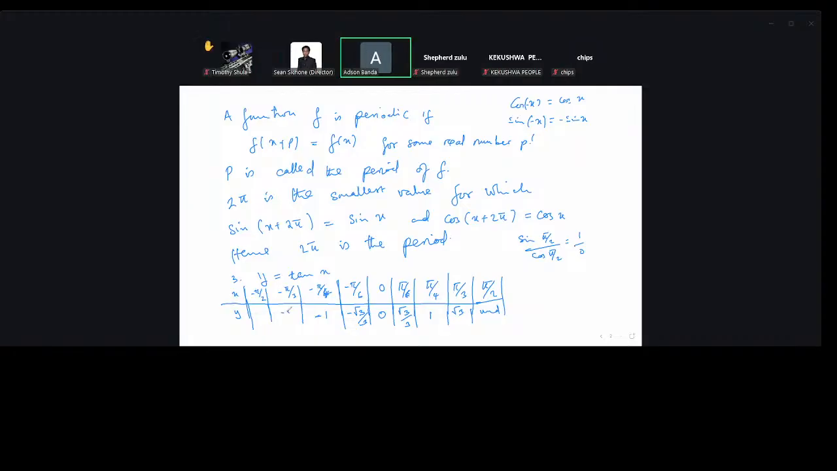To get the negative of root 3. And there we are going, of course, to have undefined. Yes, Timothy?